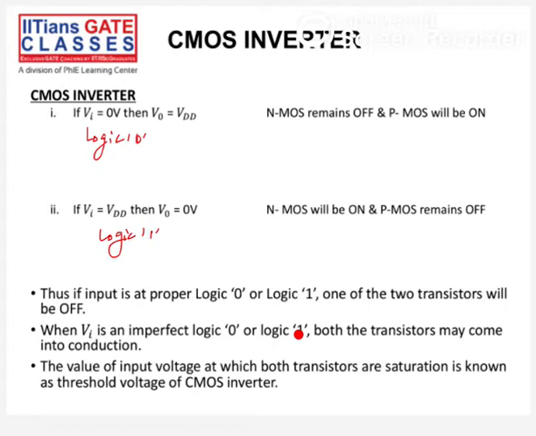The value of the input voltage at which both the transistors are in saturation is known as the threshold voltage of the CMOS inverter. Means in this case both the transistors will be in the switched on condition. So that voltage is called the threshold voltage for the CMOS inverter. What that voltage is, we will also see from the graph.